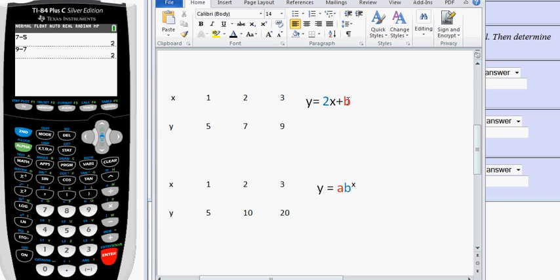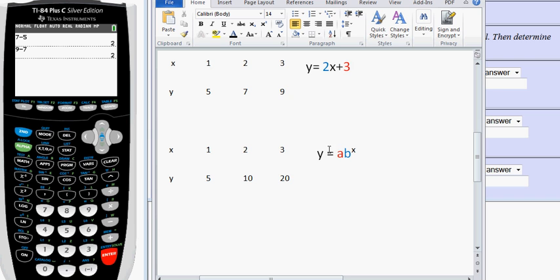The b is what you get out when you plug in 0. You have to be a bit of a detective here. I don't know what happens when you plug in 0, so I'm going to have to work backwards. If going to the right is adding 2, then going to the left would be subtracting 2. 9 take away 2 is 7. 7 take away 2 is 5. So if I was to back up a little bit to figure out what happens when you plug in x equals 0, I would simply subtract 2. 5 take away 2 is 3. So I'm going to get a b value of 3.